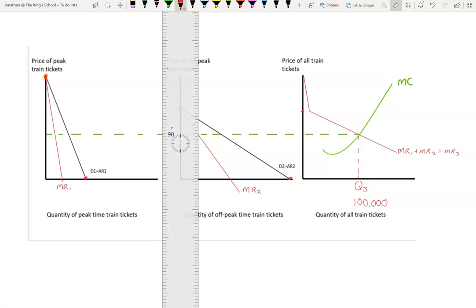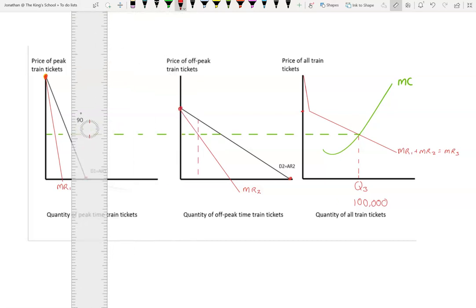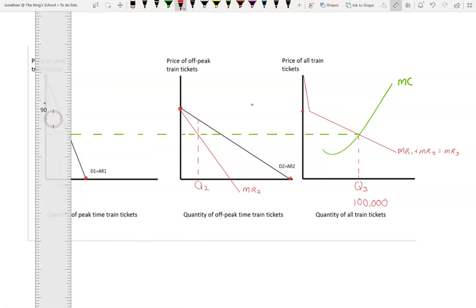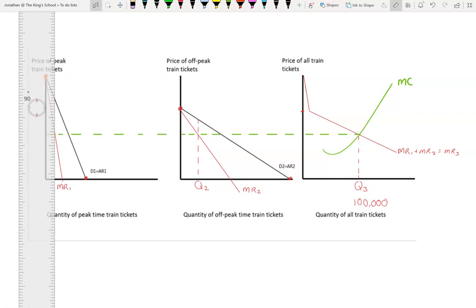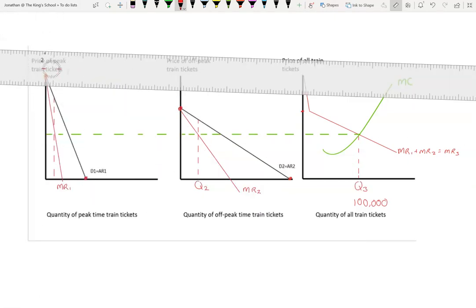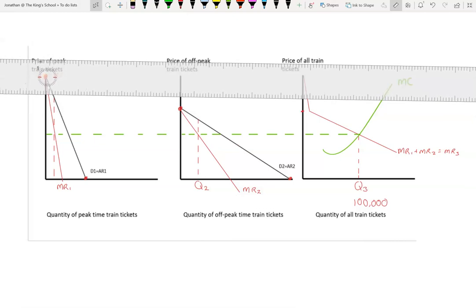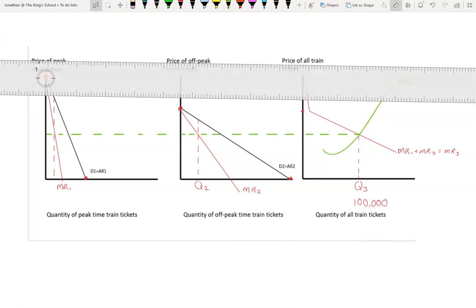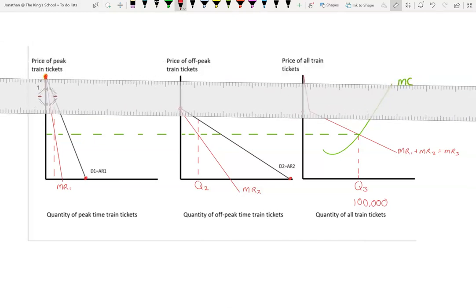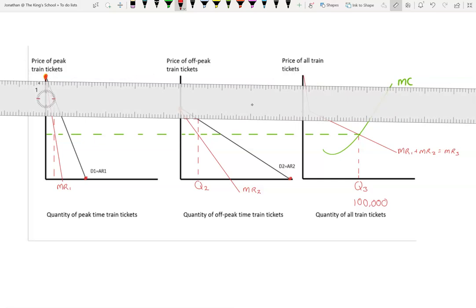Now, what will this tell us? This will tell us how much the company should sell in each market. So I've got Q2 here. They should sell Q2 in their off-peak market, and they should also sell Q1 in their peak market. And hopefully what you will see is that the prices are going to be different in your peak market and your off-peak market, which you can see right there.